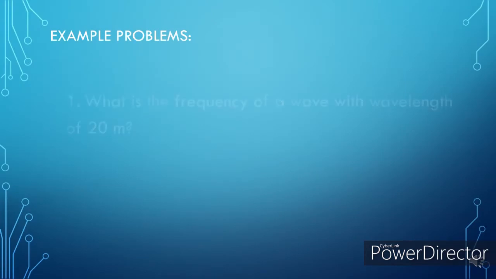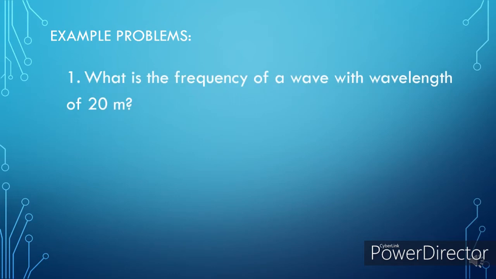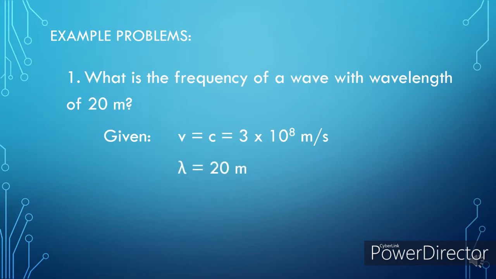What is the frequency of a wave with wavelength of 20 meters? With this problem, let's first identify the given, and that is wave speed or V, equal to the speed of light, equals 3 times 10 raised to 8 meters per second, and this is a constant value. Lambda is equal to 20 meters, which is the wavelength. And what is asked or required is frequency, that is f equals unknown.